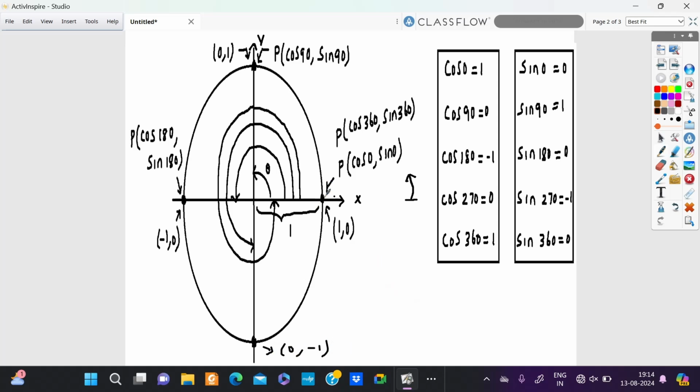If I choose a point P here, which is exactly on the x-axis, it means there is no angle formed. So therefore the angle here is 0. P, which is cos 0 comma sine 0, is shared by another coordinate which is 1 comma 0. So therefore I could conclude saying that cos 0 is 1 and sine 0 is 0.